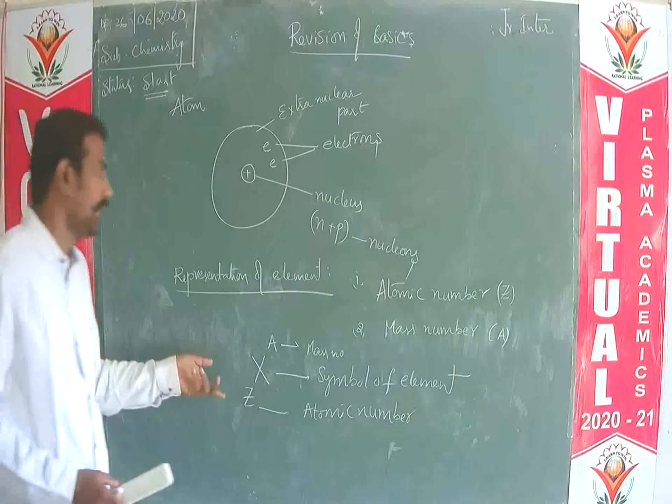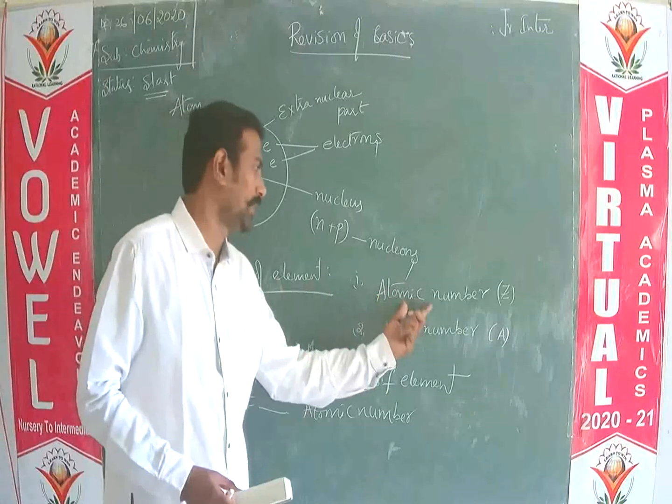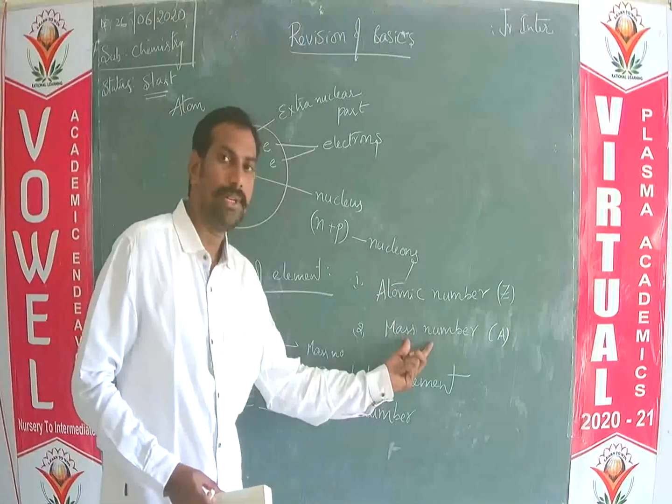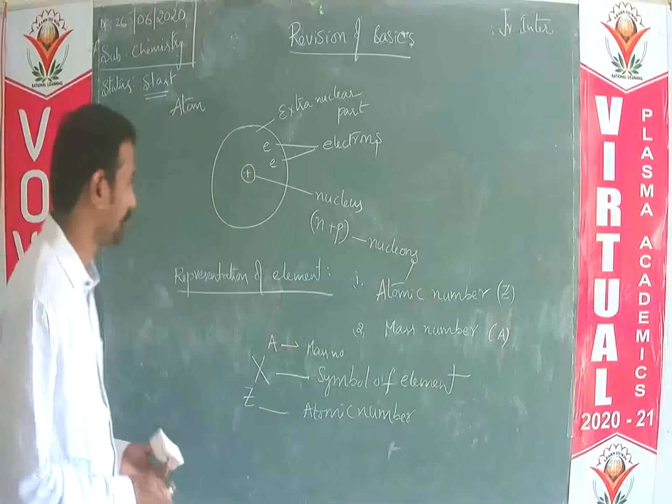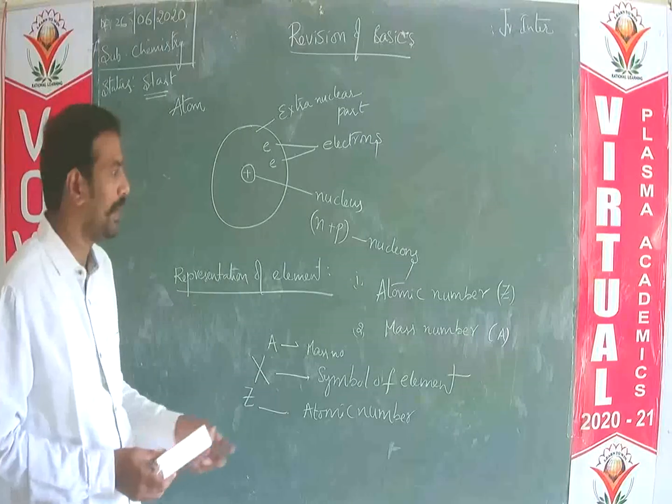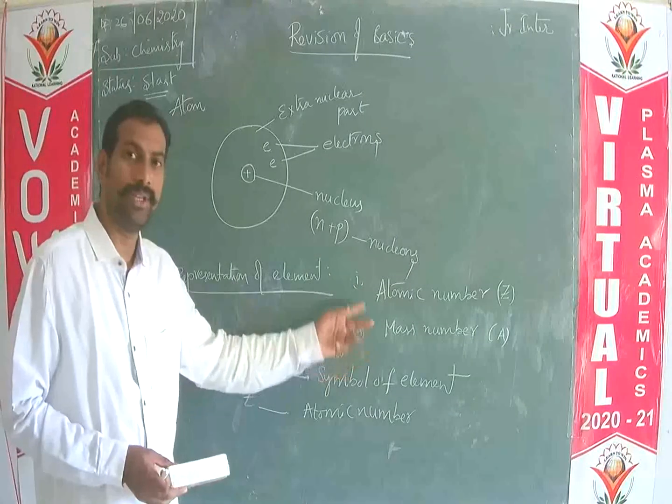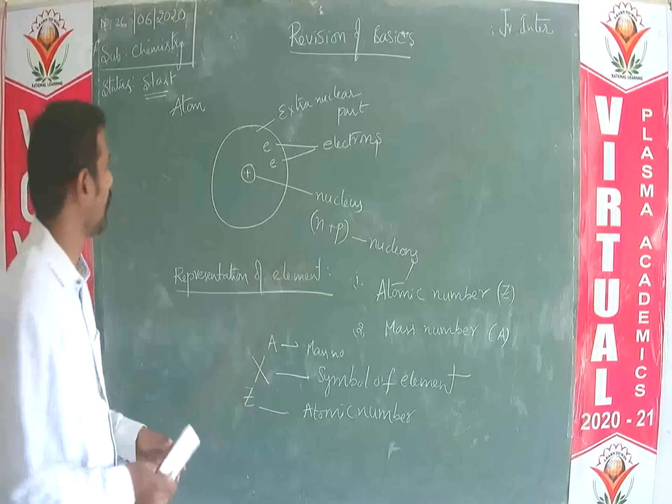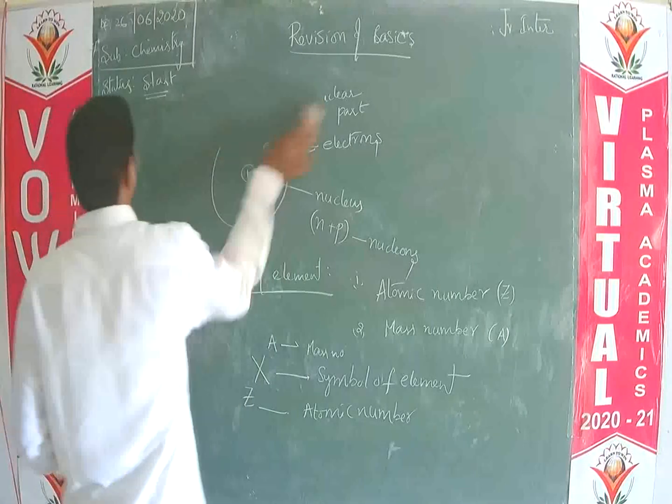Okay. Now let us go for the definitions of atomic number and mass number. Let us see them once. In the previous class I asked you to memorize the atomic numbers and mass numbers of the elements, right? So let us see what is atomic number and what is mass number.